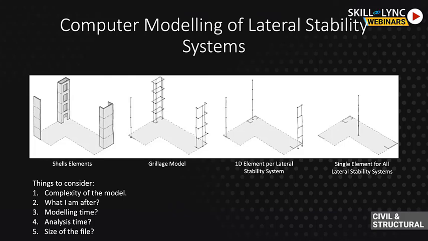You need to consider things such as the complexity of the model, how long it will take you to build the model, and how big the size of the model is. I usually would go for a grillage model or a 1D element per lateral stability system. So the 2 figures in the middle would usually yield satisfactory results, and the model size would stay light, and that will result in tremendous saving in the overall time spent on building the model.